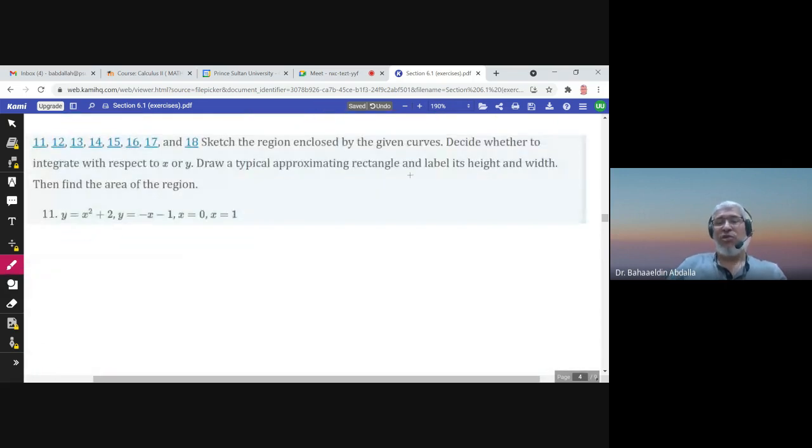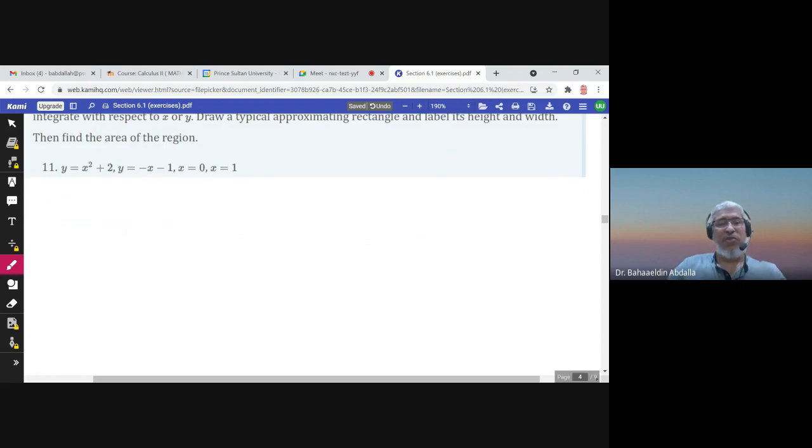Sketch the region enclosed by the given curves. Decide whether to integrate with respect to x or y. Draw a typical approximating rectangle and label its height and width. Then find the area of the region. Y equals x squared plus 2.